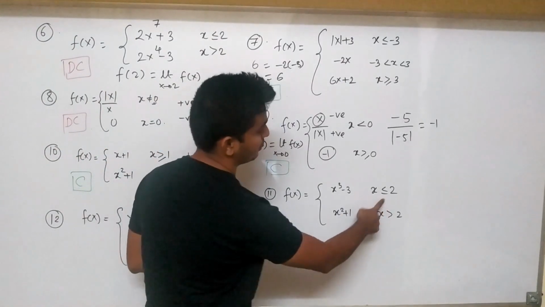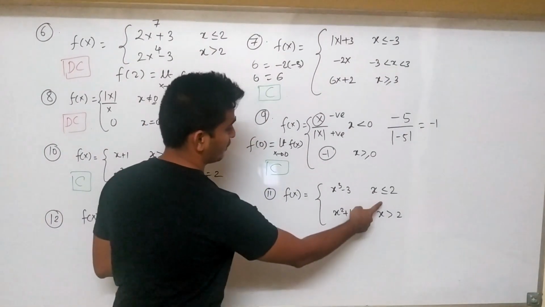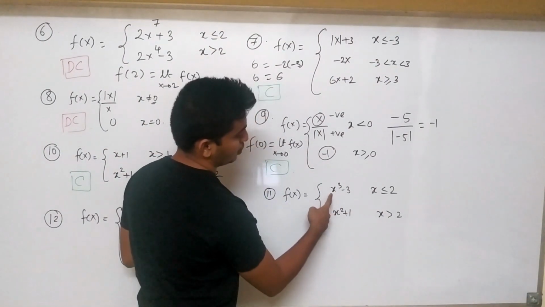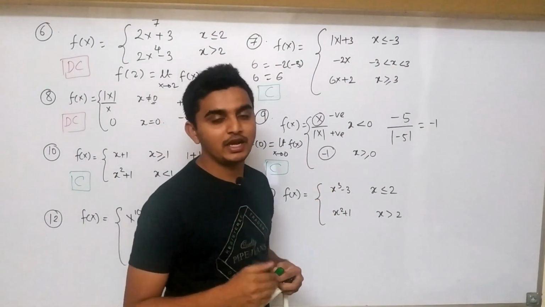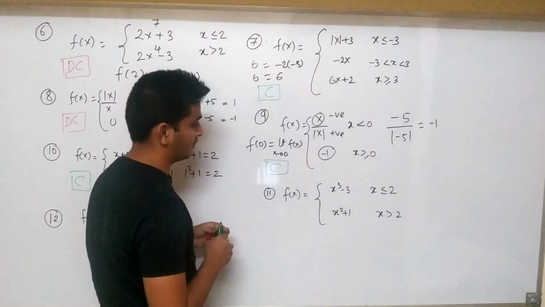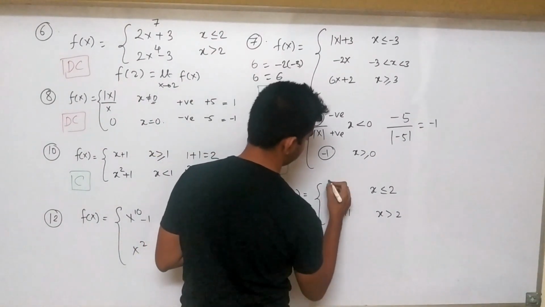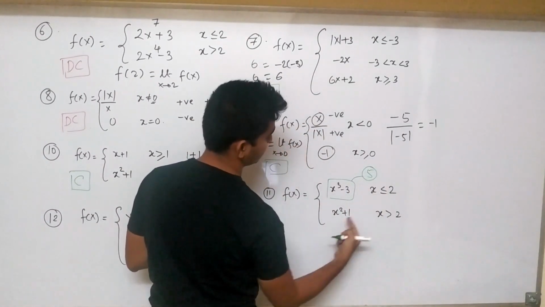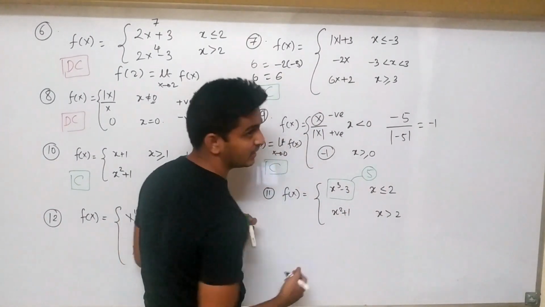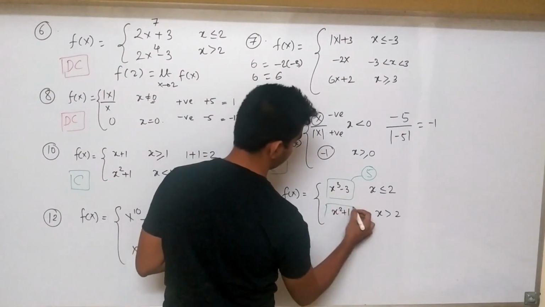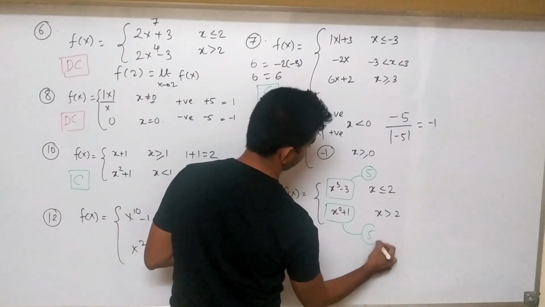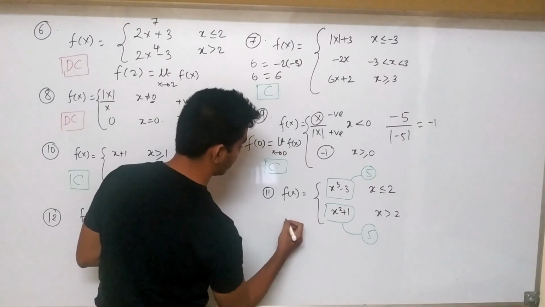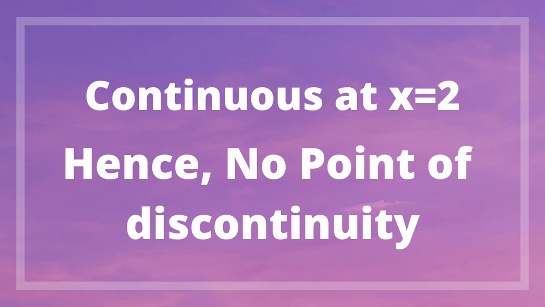Here the continuity limit is 2. So you have to plug in 2 over here. 2 cube will be 8. 8 minus 3 is 5. So the value of this function is 5. And what is the value over here? 2 squared is 4 plus 1 is again 5. So you can say that these two values are equal. So this function is continuous.